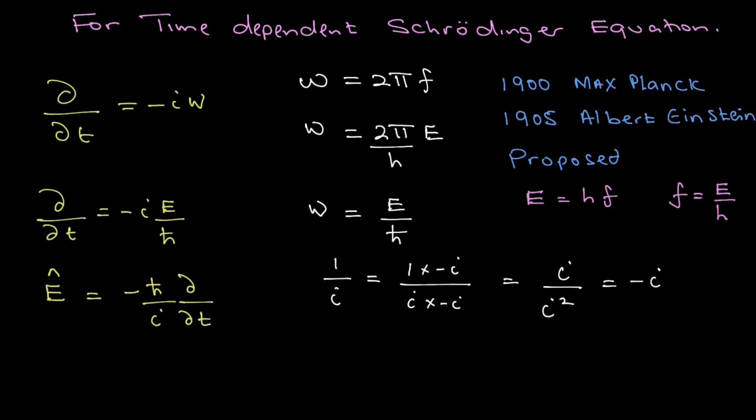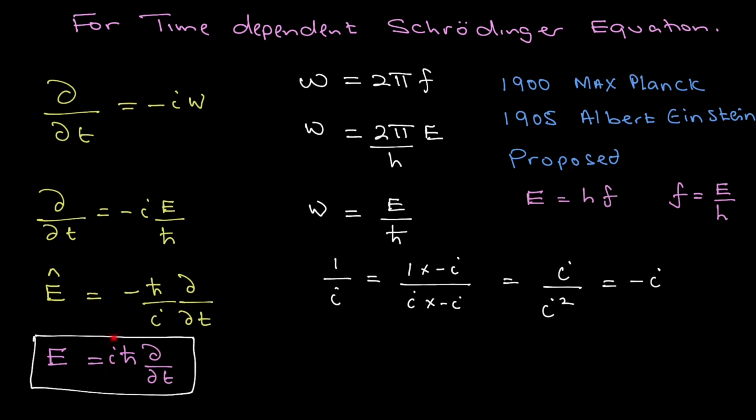Therefore, I can rewrite the E value, the E operator, to be, well, minus times minus is going to be plus, so that will be i h bar partial derivative with respect to time. And that's the energy operator that we get from differentiating with respect to time.